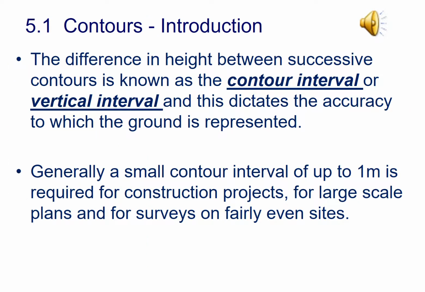In the previous map we saw that the contours were spaced at 10 metres apart, and this difference in height is known as the contour interval or the vertical interval, and it dictates the accuracy to which the ground is represented. So if your contours are at 1 metre apart, it's going to be very, very accurate, but on those large topographical maps it tends to be at least 10 metres apart because you're looking for general information rather than specific information. For construction projects, you would probably need contour intervals of a metre, but as I said, 10 metres is fine for a topographical type survey on a map.